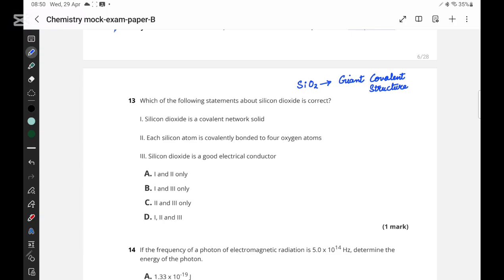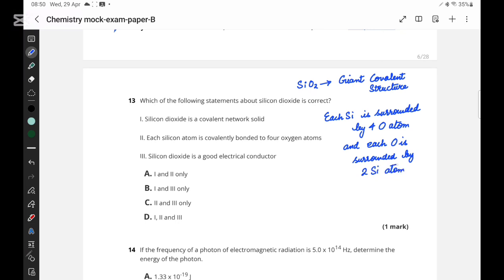like each silicon is surrounded by 4 oxygen atoms, and each oxygen is surrounded by 2 silicon atoms. So option 1 is correct.